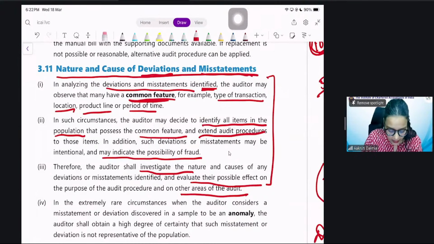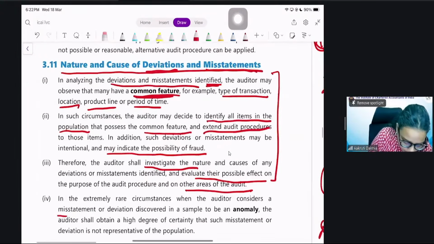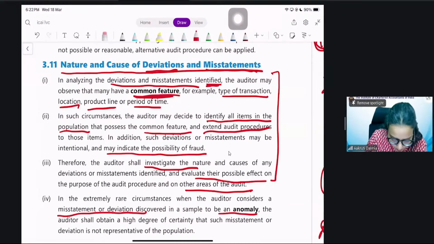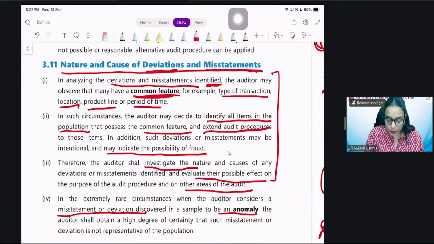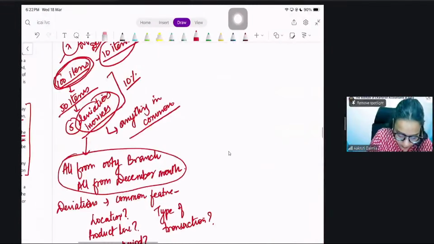Now next, fourth point is given. In extremely rare cases, you may discover that the misstatement or deviation is an anomaly. What does this mean? What does this point mean?